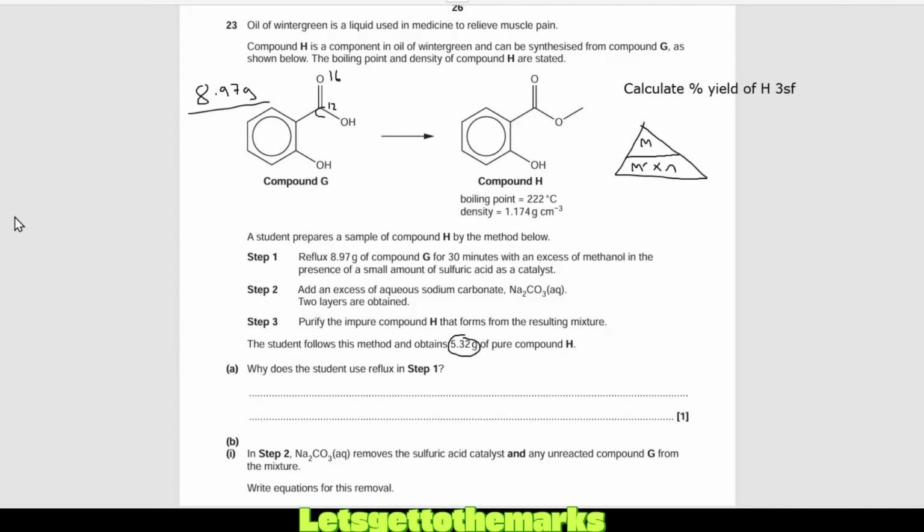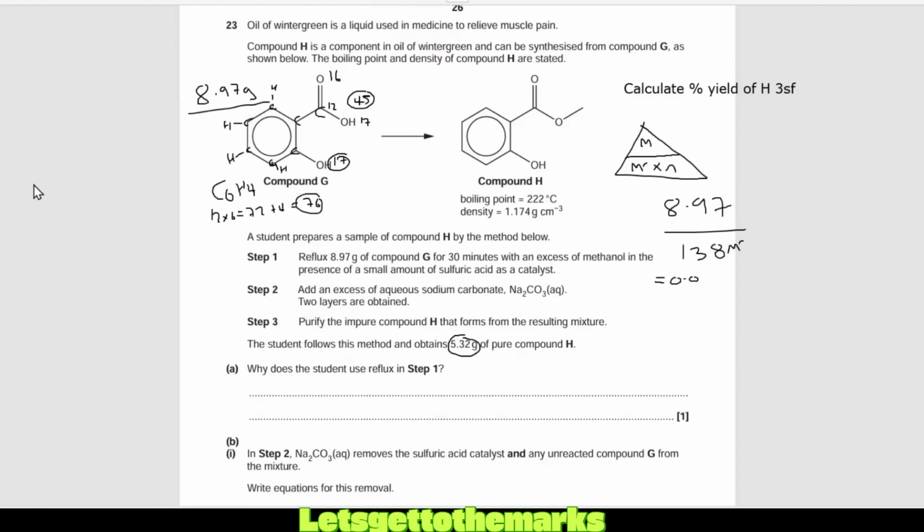So we made 5.32 grams of compound H, but that isn't the theoretical maximum. So let's work out the yield by first of all working out the theoretical maximum of compound H. Now we've been told that we have 8.97 grams of compound G, and if we add up the Mr for compound G, I've got C6H4 76, I've got 45 for the carboxylic acid group, 17 for that. That's a total of 138 is the Mr for compound G. 8.97 grams divided by 138 gives me 0.065 moles. It's a one-to-one reaction with H, so I'm going to make 0.065 moles of H.